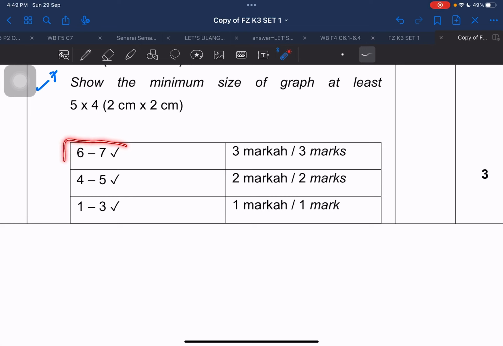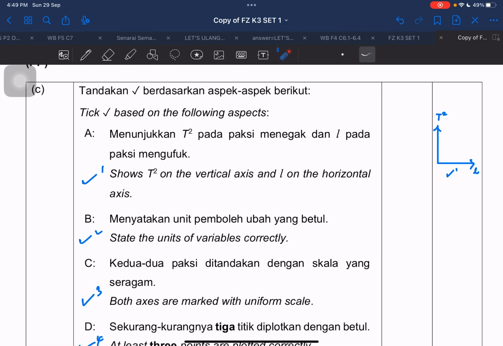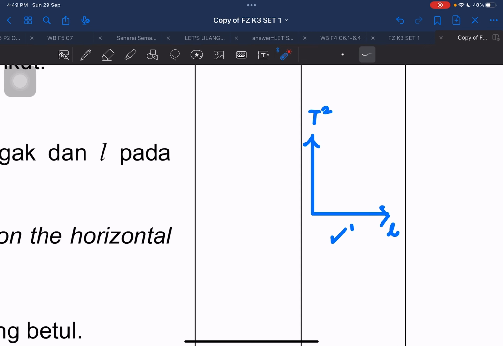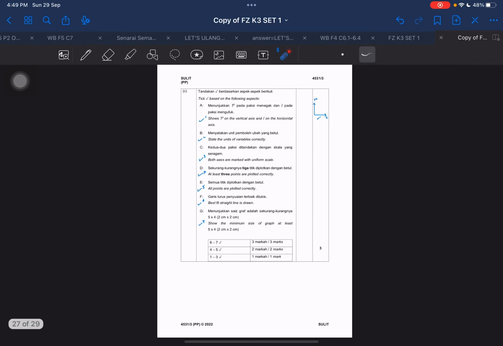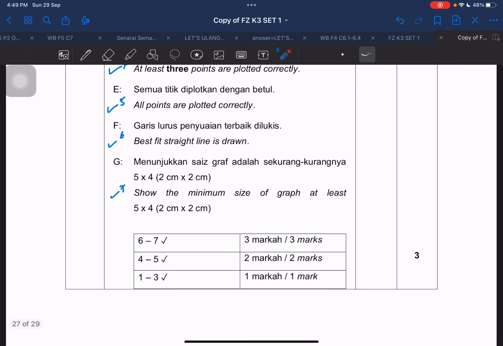If you get 6 to 7 ticks, you will get 3 marks. If 4 to 5, it will be 2 marks. If 1 to 3 ticks, you get 1 mark. Quite easy to get 1 mark. 1 tick is 1 mark already. Show T square on the vertical axis and L on the horizontal axis, already get 1 mark. Let's say you don't have data, but you just draw this, this is already 1 tick, which means you already get 1 mark.